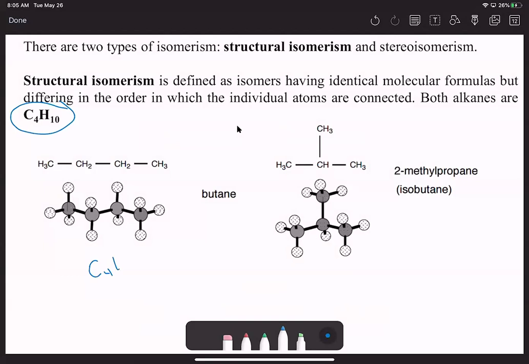So we have C4H10, C4H10, but you can see that the structure is different, right? So the structure is different here, and this is what we deal with when we're talking about carbohydrates.